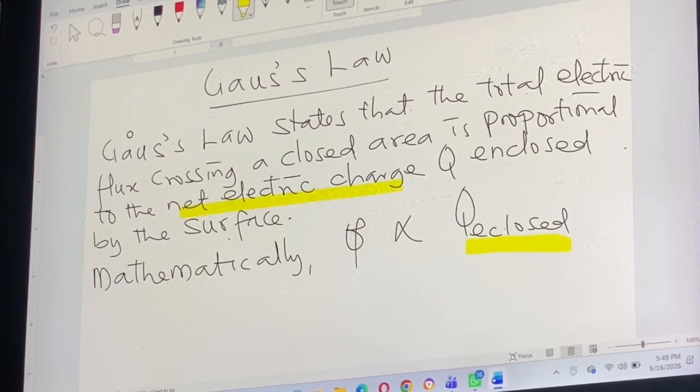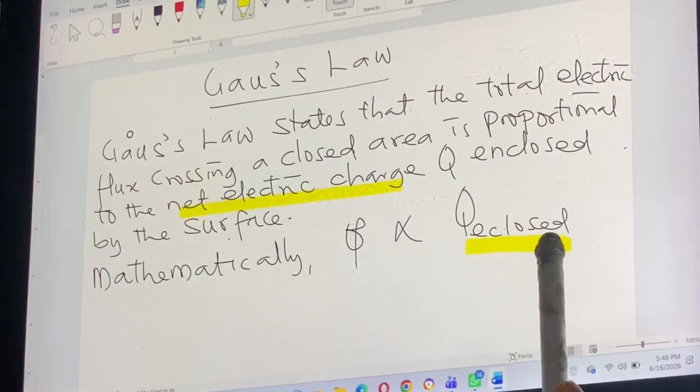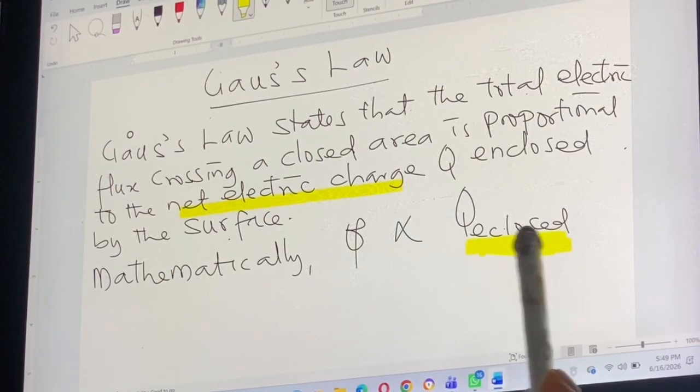If you have more than one charge, at that point you add the charges together to get the net charge. But if you have only one charge, we call it only enclosed charge. Please take note. If you have more than one charge, we call this charge net charge. Please don't forget.